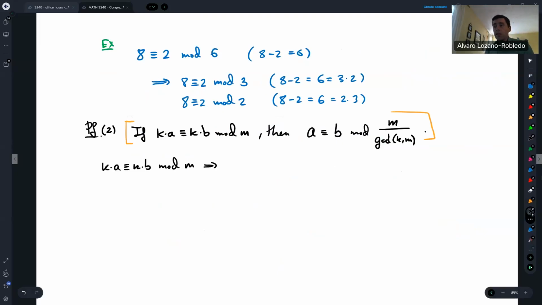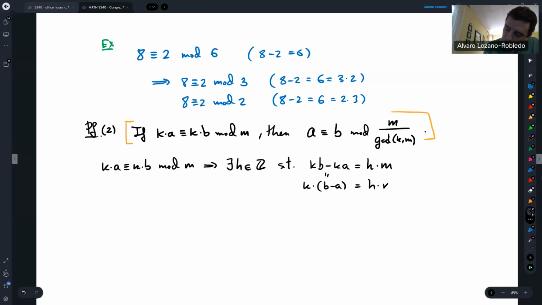so K times A is congruent to K times B modulo M, that implies that there is some H such that KB minus KA is H times M. And this KB minus KA can be written as K times (B minus A) is H times M. Okay, now suppose we call the GCD of K and M G.